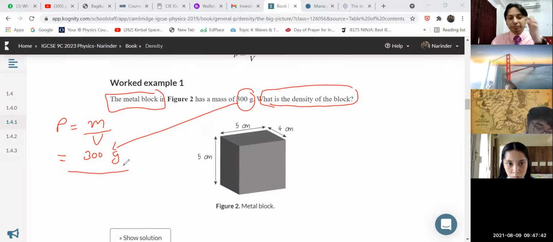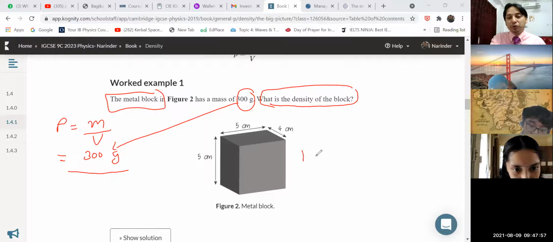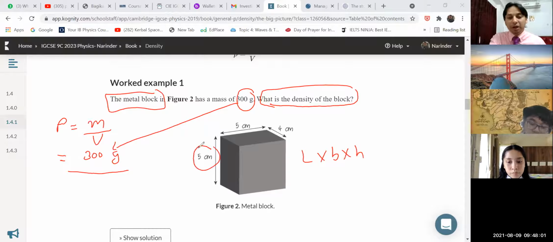Divided by the volume, the volume of the cuboid. You should be very smart in mathematics also when you are dealing with physics questions, children. This is a piece of cuboid, and I know the equation for finding the volume is L cross B cross H. So L is 5, maybe this width is 5, and the height maybe 4.